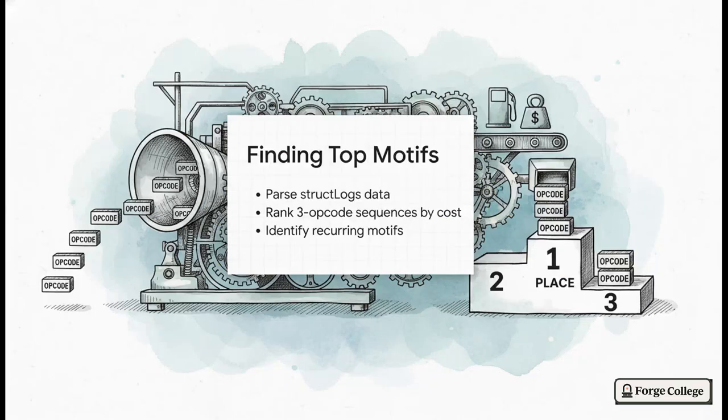So, to actually find these motifs, we write another small script. We parse our trusty struct logs, but this time we map each opcode to a static gas cost. We group them into chunks of 3, sum up their gas costs, and we rank them. The 3 opcode sequences that rise to the top of this list and repeat across multiple traces are our prime suspects. They basically become the absolute best candidates for the nodes in our final capstone flowchart.